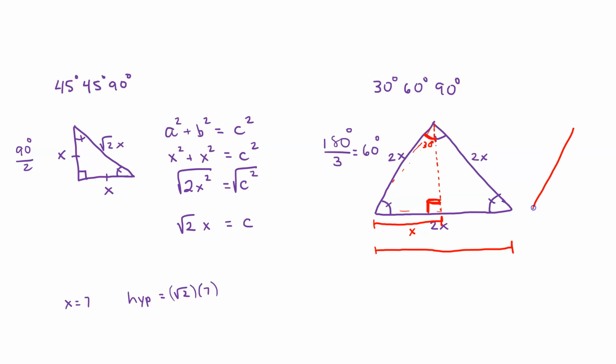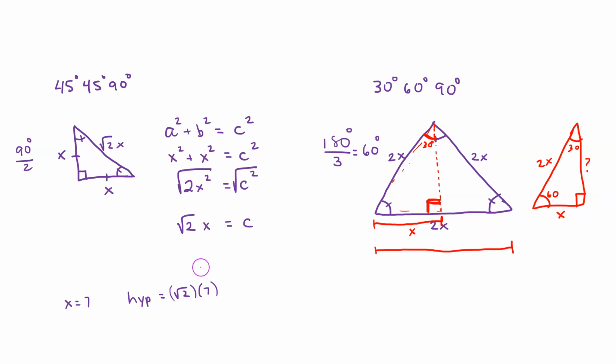And let me rewrite it over here so you can see it a little bit easier. Here's our 90. Here's our 60. Here's our 30. The hypotenuse is 2x. The side across from the smallest angle, 30, is x. So you can see the hypotenuse is double this side. And the question is, what is that side?